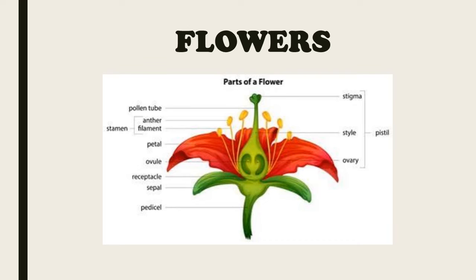Understood? The pistil is the innermost part and the female reproductive organ of a flower, which comprises three parts: stigma, style and ovary. This is collectively known as the pistil. Another name is carpel. Stigma. Stigma is the topmost part.